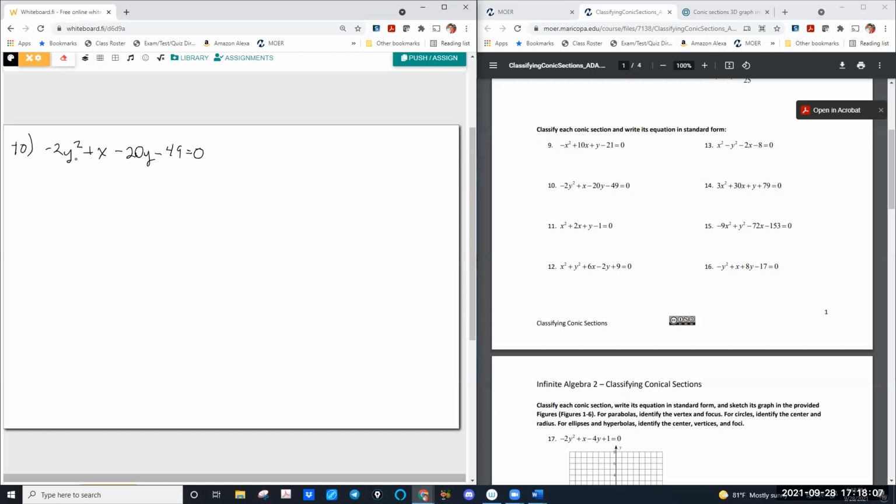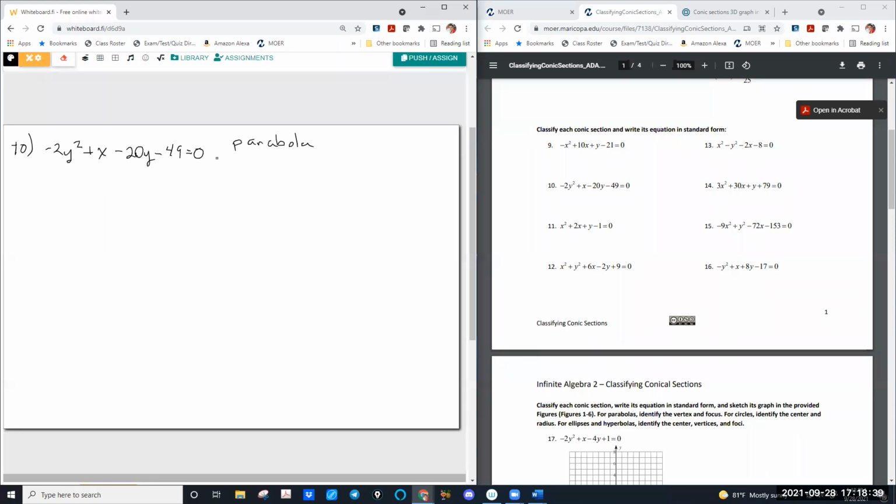If that happens, then we already know which conic we have. It's going to be a parabola, because a parabola is the only one that has only either x squared or y squared, but not both. If both are squared, we still might have a circle, an ellipse, or a hyperbola. So right off the bat on this one, you can already say we definitely have a parabola.